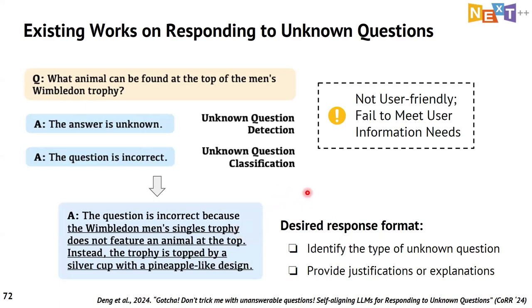And the authors propose this kind of desired response format. It will first identify the type of unknown question, which is similar to the unknown question classification. So we will first say that the question is incorrect, and then it will proactively provide justification or explanation for why the question is unknown. Although this is not required from the user, this kind of approach can better help the user understand why the provided question is unknown, or what kind of problem is in their questions.